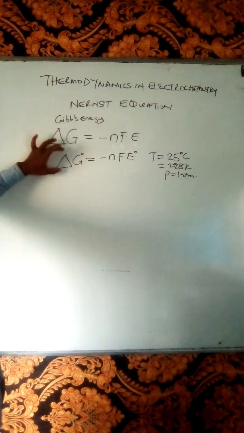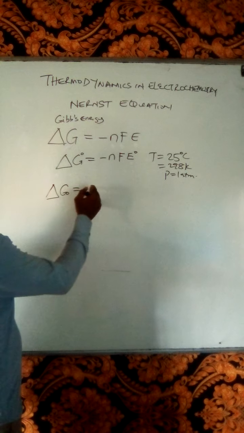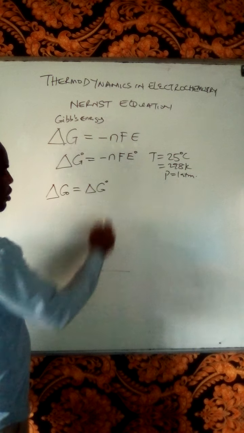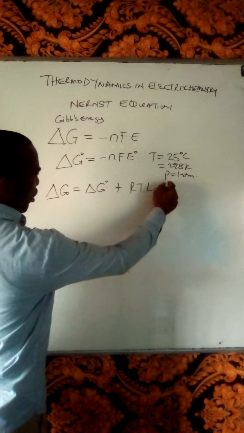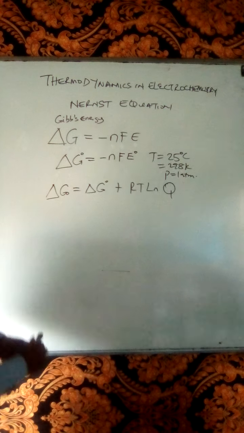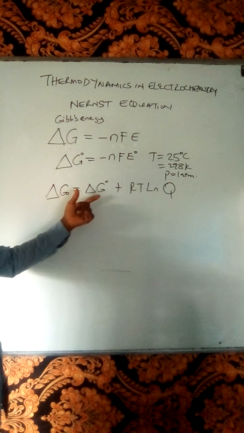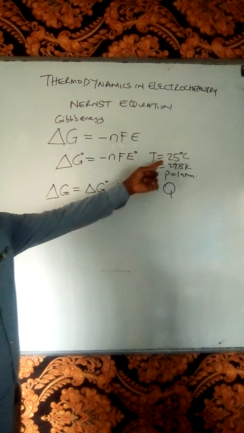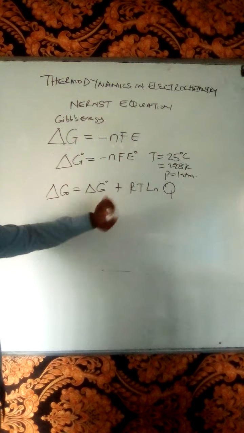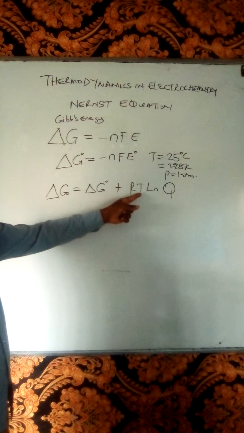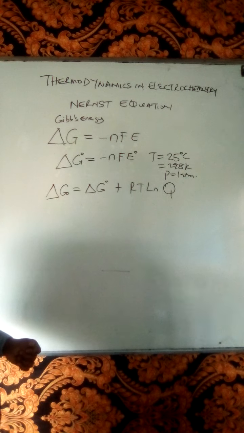Then the relationship between the Gibbs free energy and the standard value is given by delta G equal to delta G at standard state plus RT ln Q. This is the change in free energy at any temperature. This is the change in Gibbs free energy at 25 degrees centigrade, that's the standard value. R is called the gas constant, T is the temperature in Kelvin, ln is the natural log, and Q is called the activity coefficient.